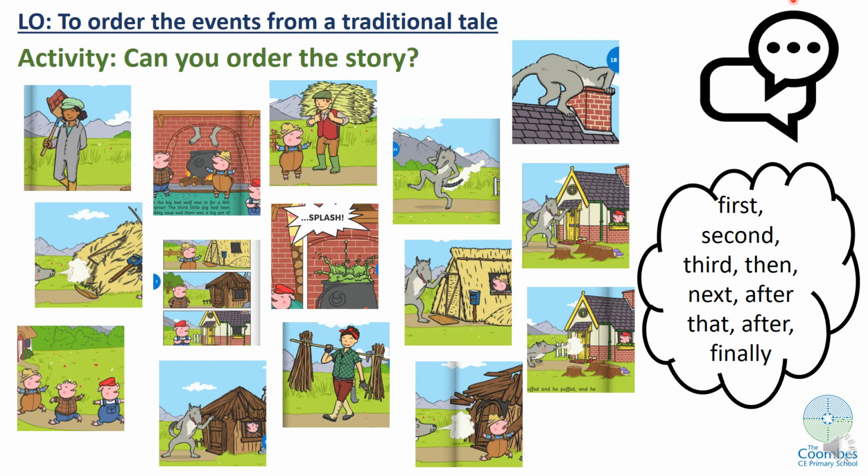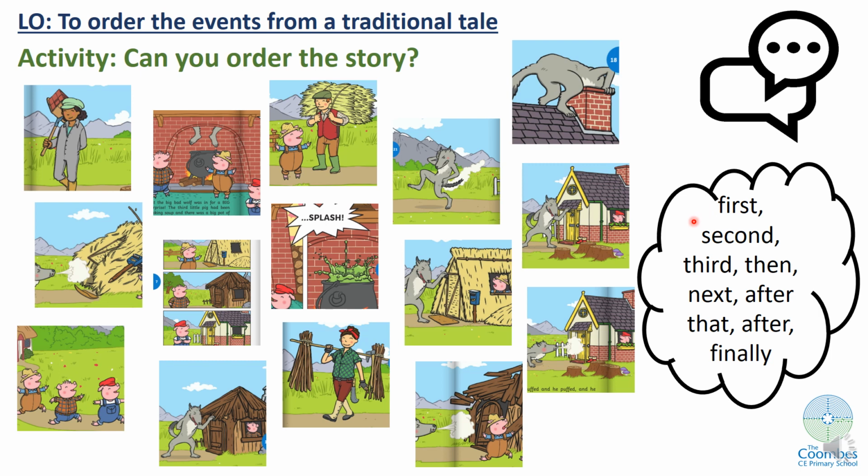So if you don't have the printout, this is a discussion task. I've got the pictures from the story here. It's not every single picture, but it is the main pictures from the main events. What you're going to do, you're going to verbally, so you're going to use your words to put these pictures in order. And I've got some words that can help you.